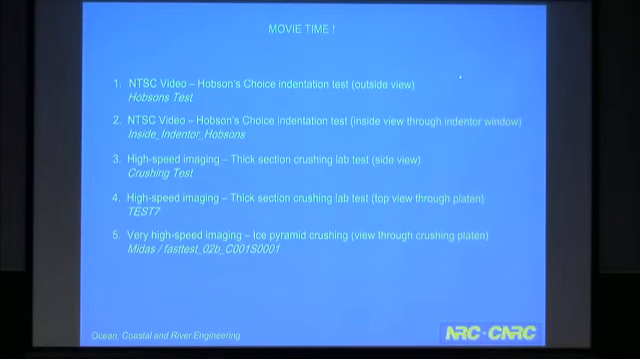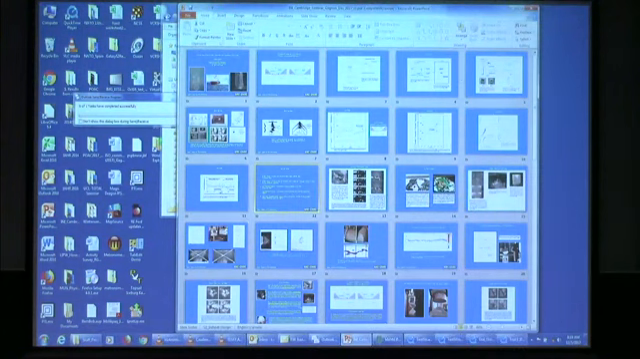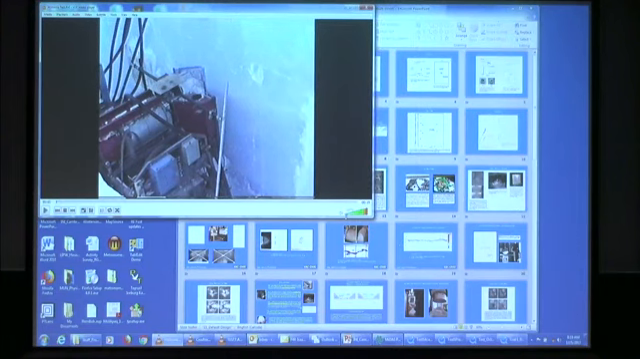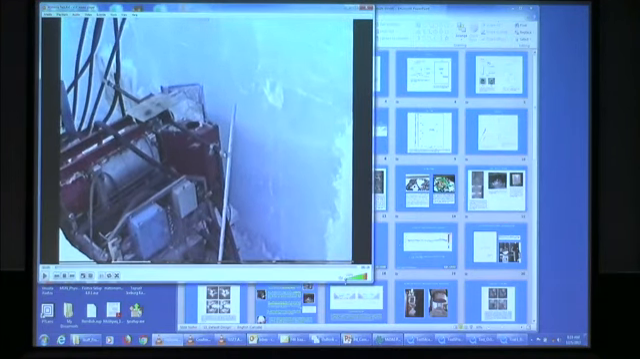So, I've got to show some video because a lot of this work is based on visual observations. The first thing we'll look at is Hobson's. This was a big indentor apparatus. You saw the schematic for it earlier. The indentor that's on the front of this one happens to be wedge-shaped.